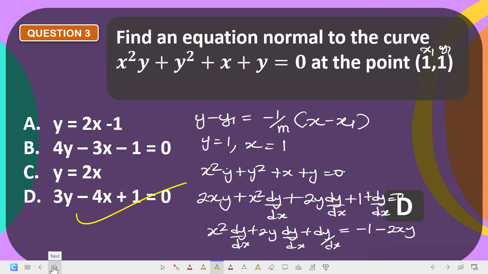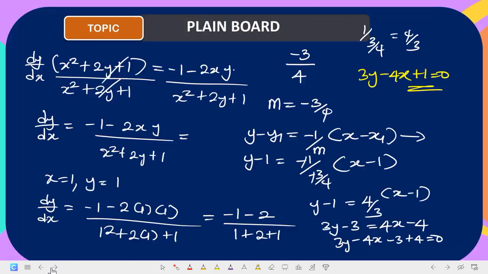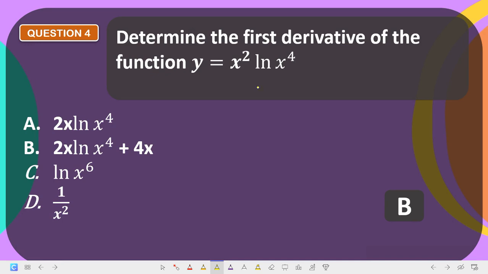It's a lengthy one, but you just have to know it. It may come out tomorrow, okay? Now, the next question says, determine the first derivative of the function.